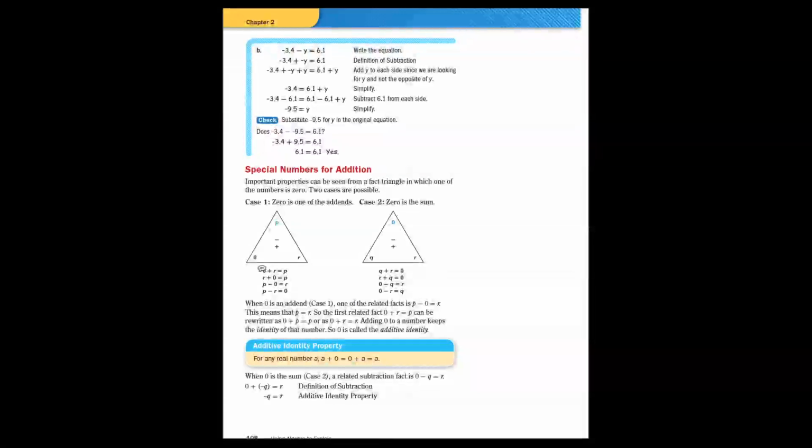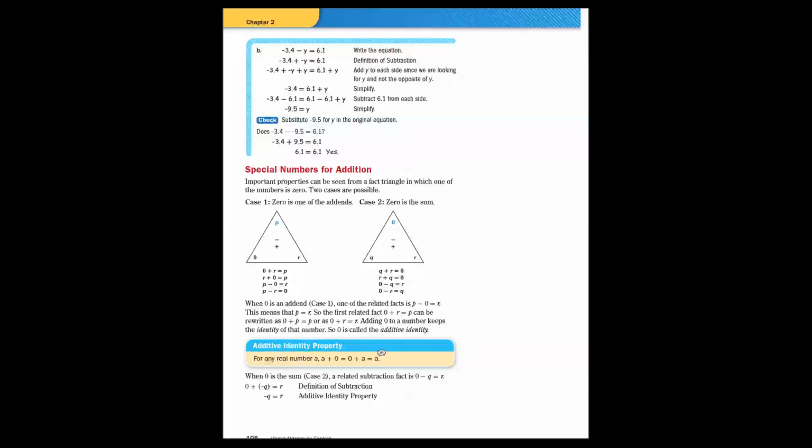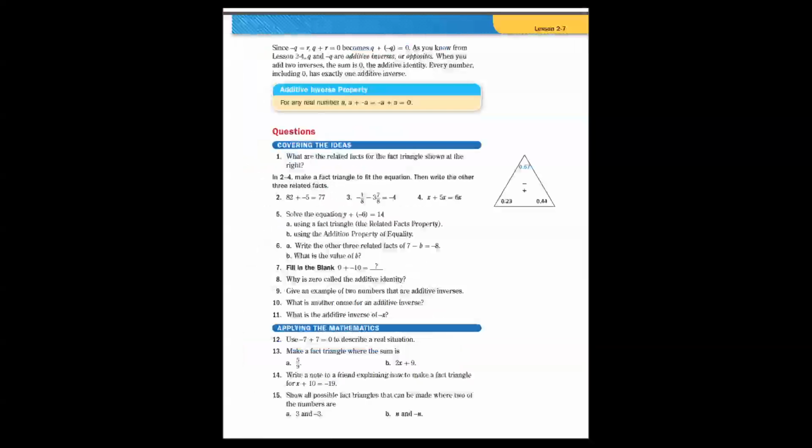So if 0 plus r equals p, that's really coming back to tell us that r equals p. That's our additive identity property of 0. For any real number a, a plus 0 is equal to 0 plus a, which is equal to a. Remember this, 0 is the additive identity. If we add 0 to anything, it just stays the same. And this leads us to the property of how do we create a 0 in an equation.